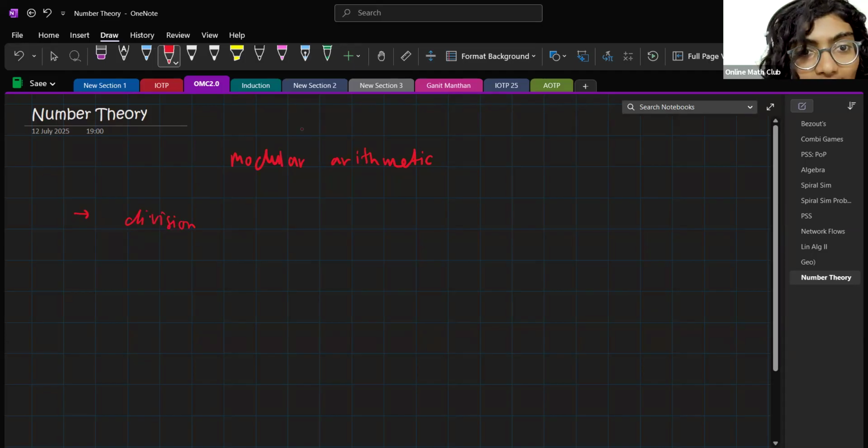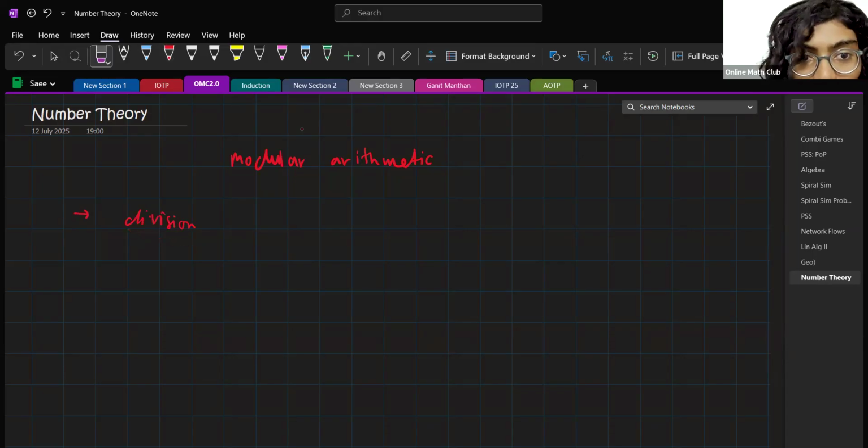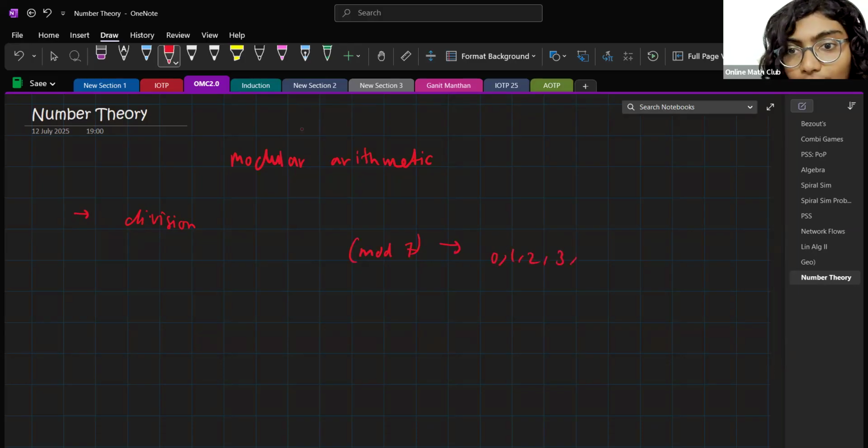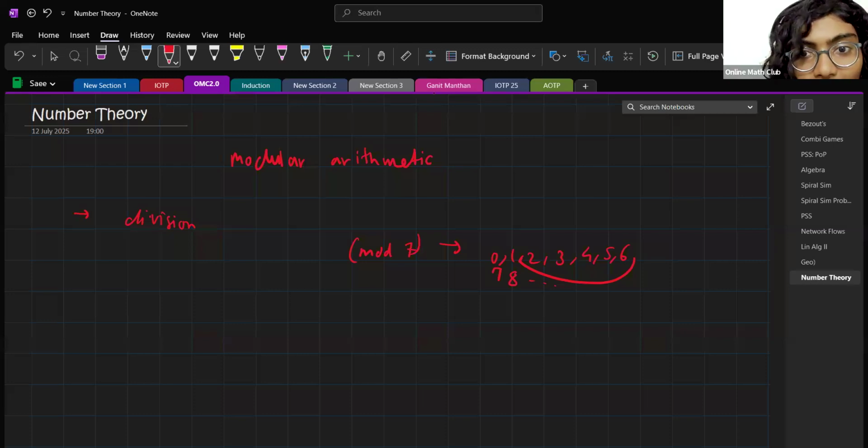So what do I mean by this? Okay, let's fix something like mod 7. Everything we are working with, we're only working with 7 numbers: 0, 1, 2, 3, 4, 5, and 6. And then 7 is equivalent to 0, 8 is equivalent to 1, and so on. So now the question that we ask is, how do we find something like 1 by 2 here or 5 by 3? So how do we find these things?